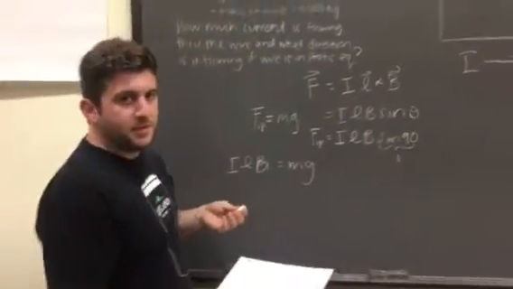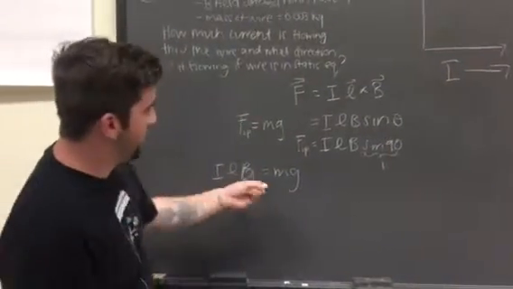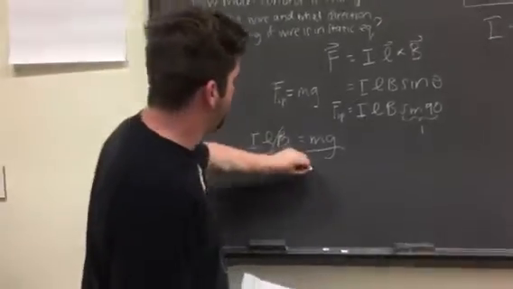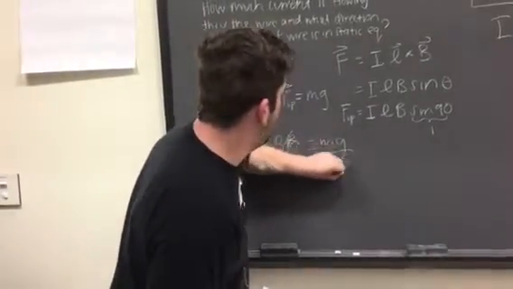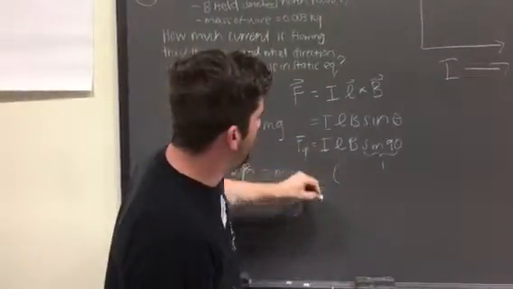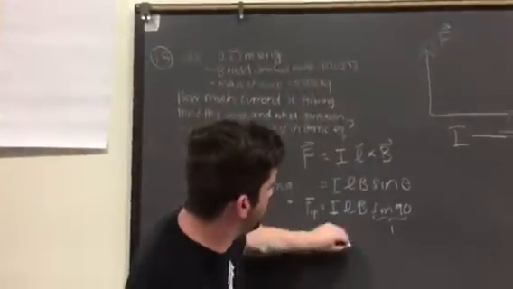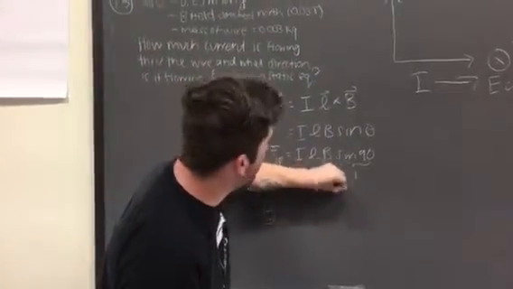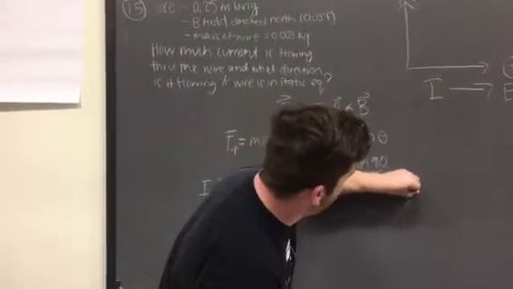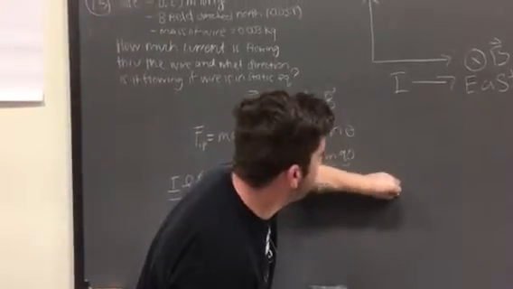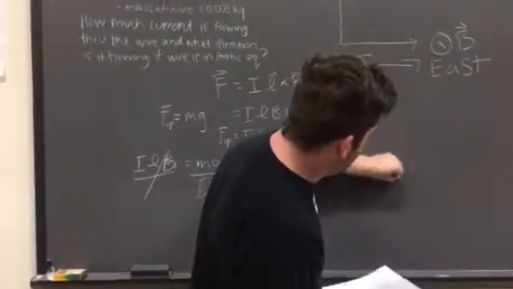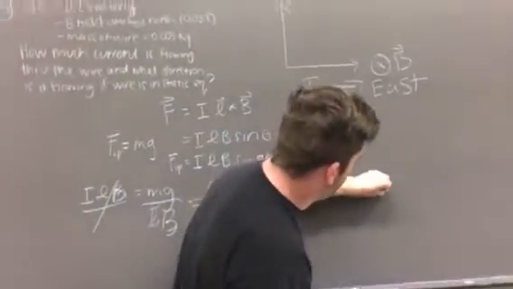Finally, plugging in all of our values to solve for the magnitude of our current, we can just divide L B to the other side, and then plug in all of our values. So the mass of our wire, as previously mentioned, 0.003 kilograms, multiplied by 9.8 meters per second squared, which equals 0.294 newtons.